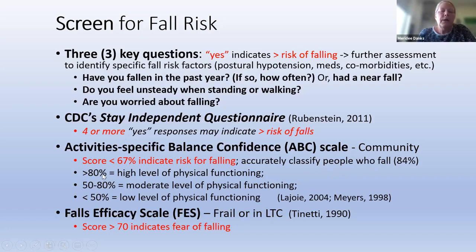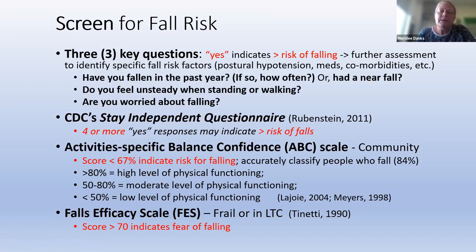If they score 80% or greater in their confidence, that's a high level of functioning. 50 to 80 would be moderate, and less than 50 would be low functioning. So again, a way we can see if a person answers yes to these particular questions, we can go on and assess with the ABC scale to get more objective measurements.